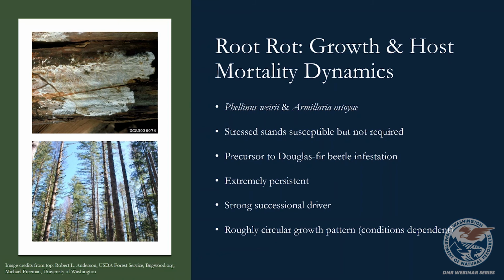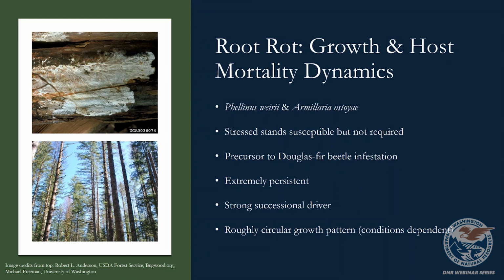So oftentimes root rot is that disturbance agent that comes in that allows bark beetles to come in after and finish the job. They are extremely persistent. They can live for thousands of years. Each individual root rot can live for thousands of years. And as such, they're often considered kind of a permanent part of the landscape. They're very persistent because of that, and they're a strong successional driver. They're often a major part of what drives the changes between different successional stages in a Douglas fir forest to a more mixed species forest.